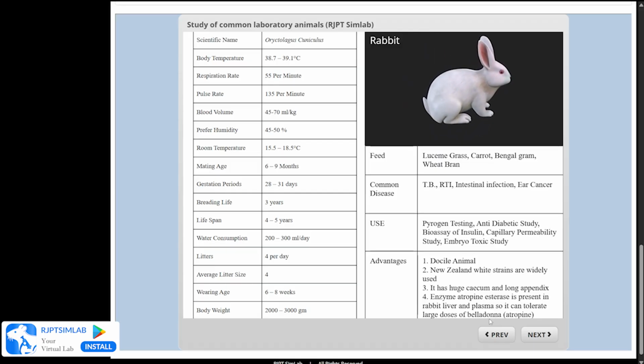Enzyme atropine esterase. This is an enzyme which is present in the liver and plasma of the rabbit so that it can tolerate a large dose of belladonna or atropine. Let me tell you about atropine. Atropine is a drug which is used to treat poisoning caused by organophosphorus nerve agents, including organophosphorus or carbamate insecticides. Atropine is a cholinergic muscarinic antagonist.